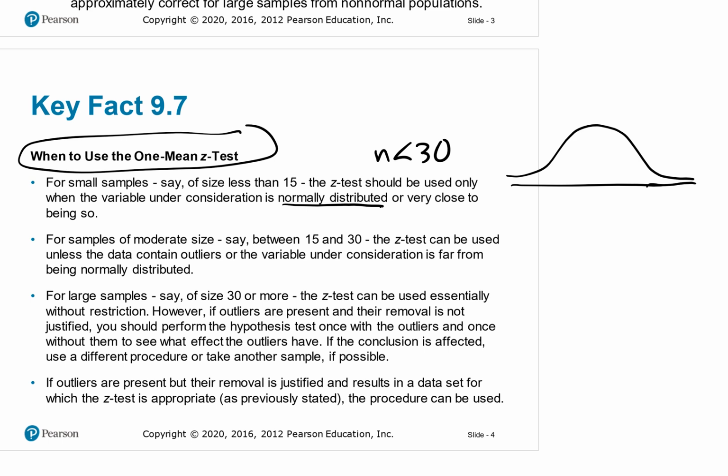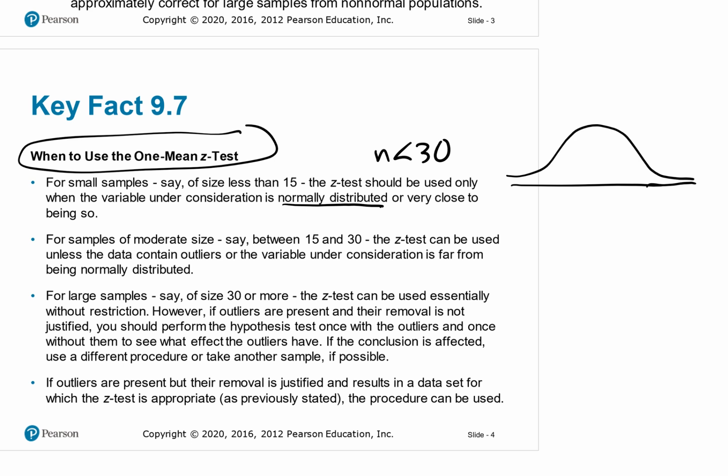Or another option, for samples of okay size, like 15 or somewhere close to 30, the z-test can be used unless the data contain outliers or the variable under consideration is far from being normally distributed. So you can still use it assuming there are no outliers. For a large sample, say 30 or more, the z-test can always be used with no restrictions.